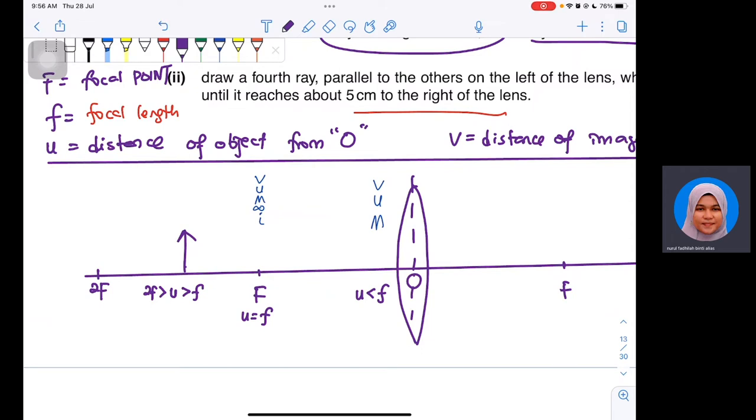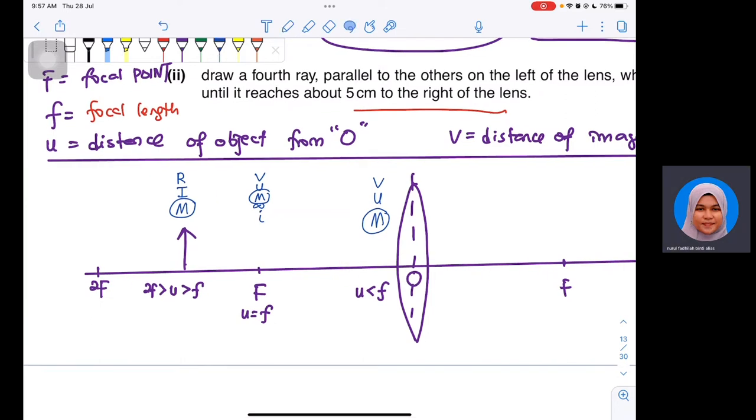So if the object is here, the image you get now starts to change its character. It is still VOOM-like, just that earlier, for the virtual image, you could not capture it. Now you start to get a real image, and inverted. However, it is still magnified, but the two upper characteristics have changed. Okay?